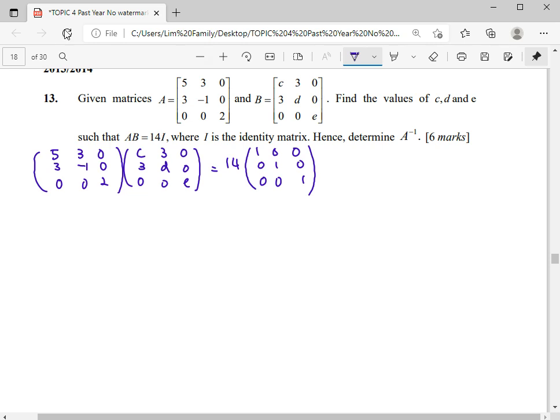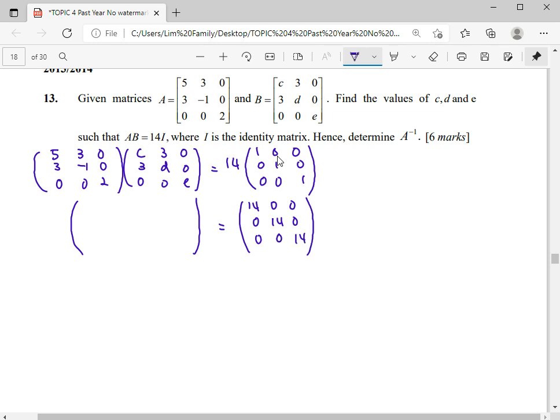Now we're going to do the multiplication, taking the row times its column. Equals 14, and we also multiply it in, so it becomes 14 0 0, 0 14 0, then 0 0 14.